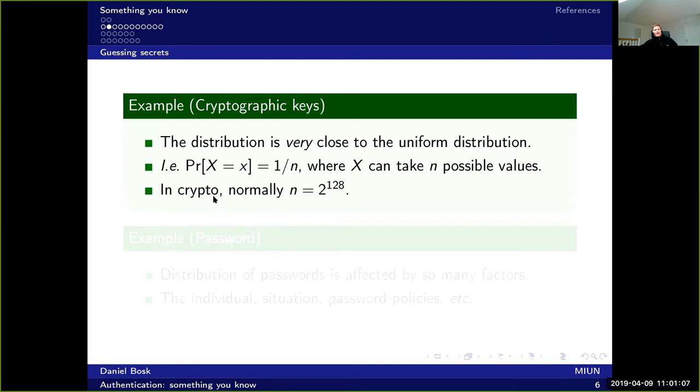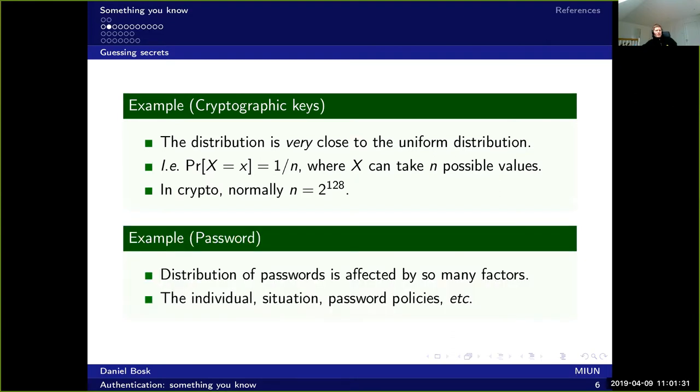And usually in cryptography, one takes N as 2^128. That is what is usually called 128-bit security. 256-bit security is also common for more secure applications. Now, when it comes to passwords, those secrets are distributed in a different way because there are many factors that affect the password. For instance, the individual who tries to choose the password, the situation in which the individual chooses the password, password policies that might affect the choice, and so on.